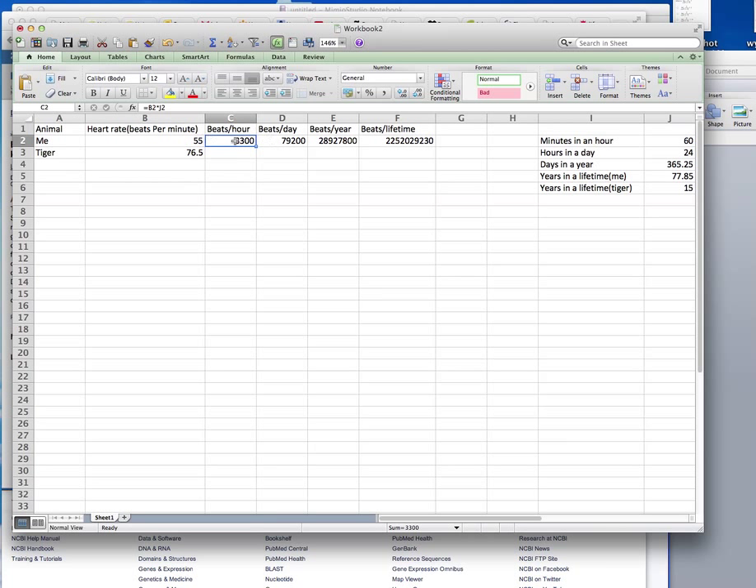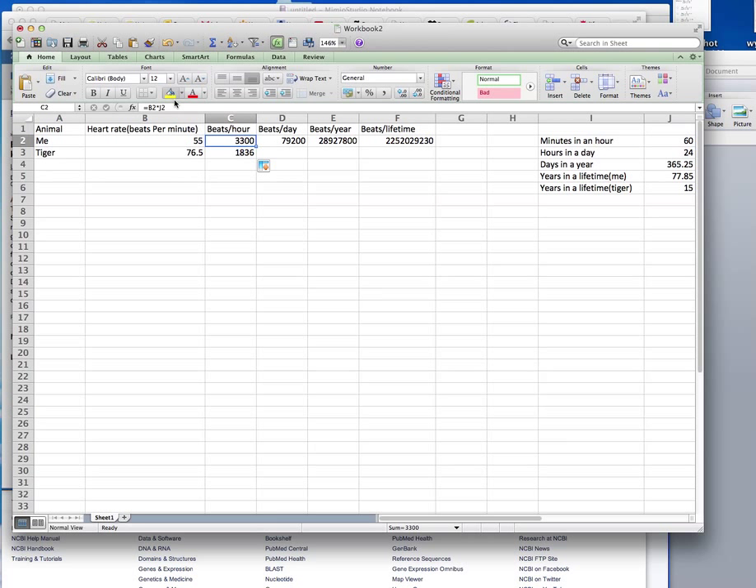Now I can take this cell and follow the equation down. Now let's look at this. It takes B3 times J3. Is that correct? No, it's not. J3 is hours in a day, but I want minutes in an hour. How do I fix that?